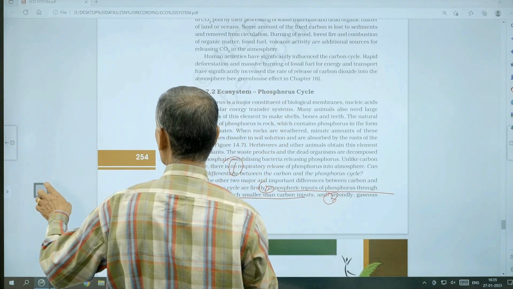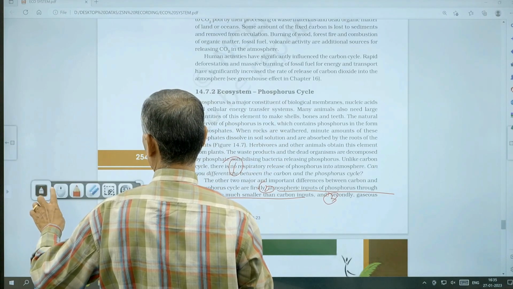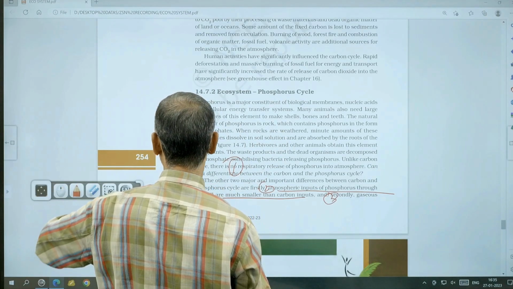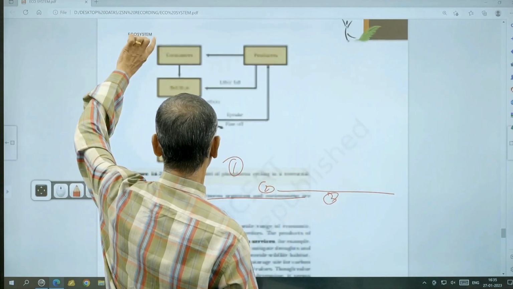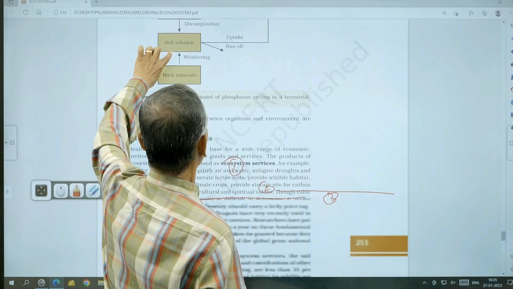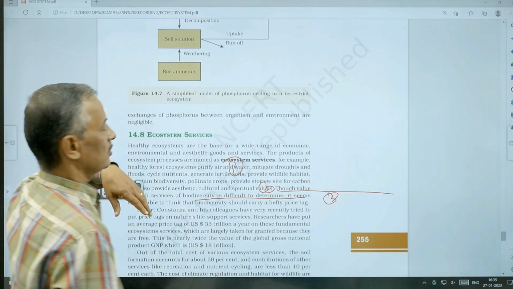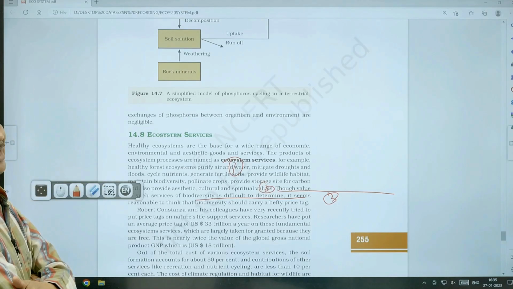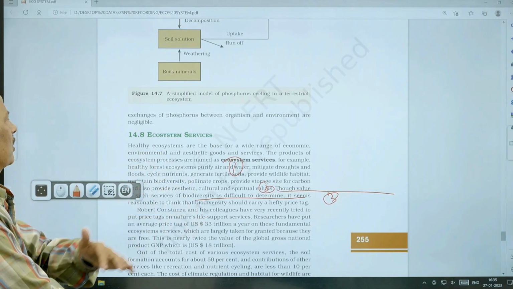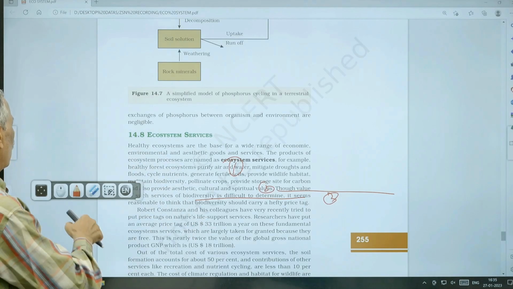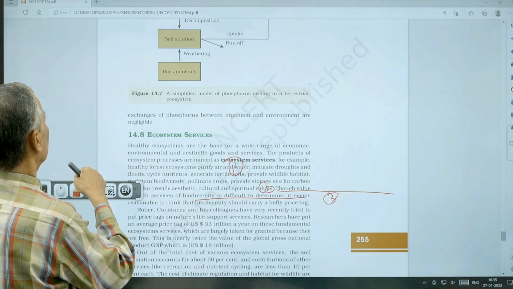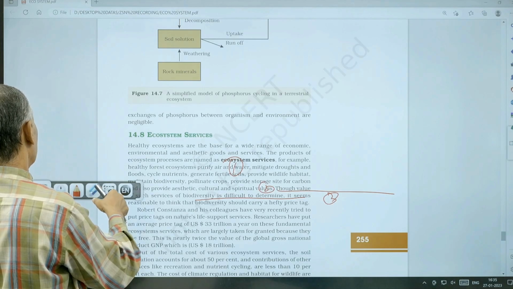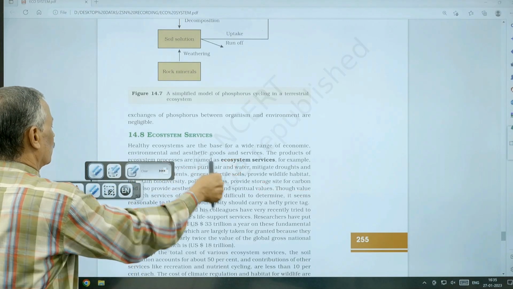Okay. Third one, there is no gaseous exchange. Phosphorus is never exchanged in the form of gas between organism and the environment. It is always in the dissolved form that plants are taking or coming back. Thus, phosphorus cycle and carbon cycle are having some basic differences.